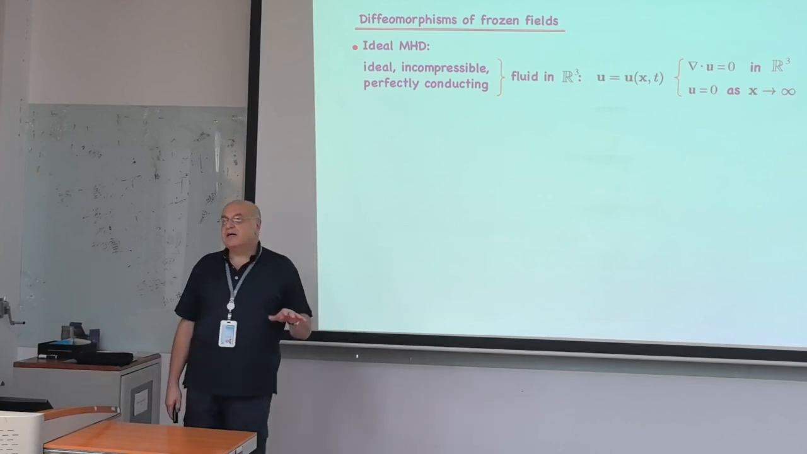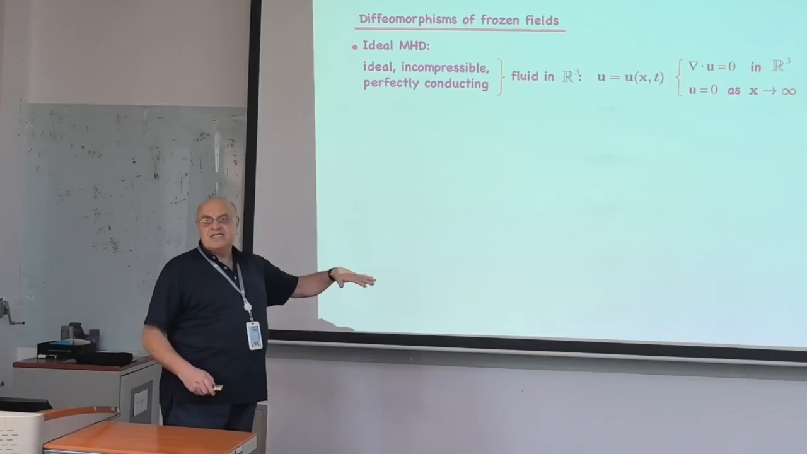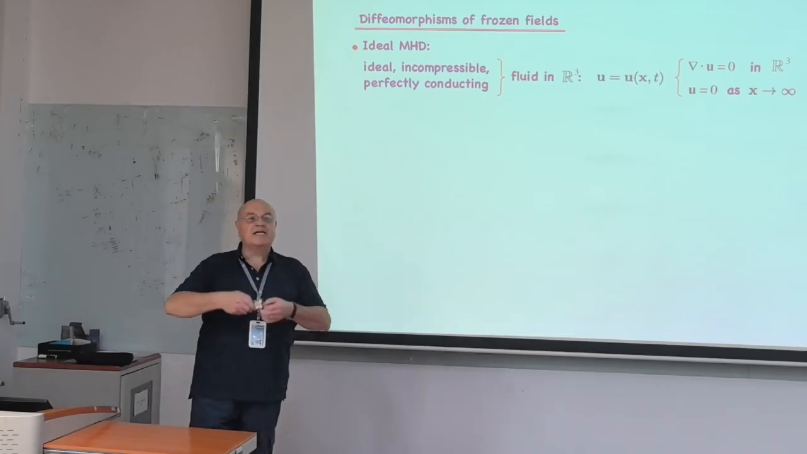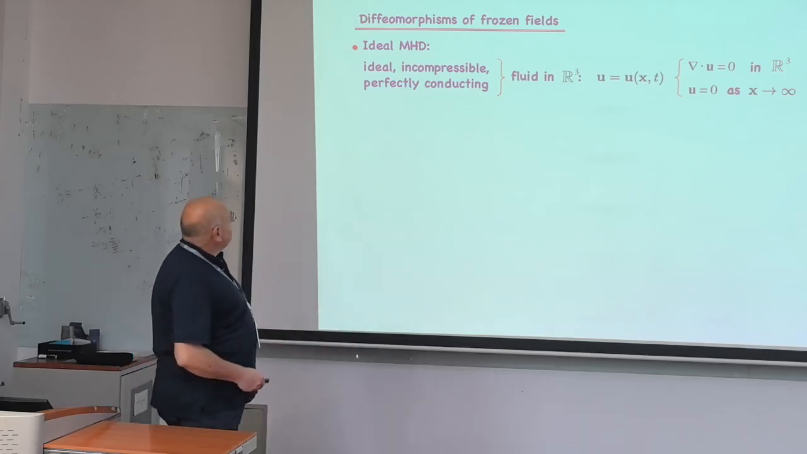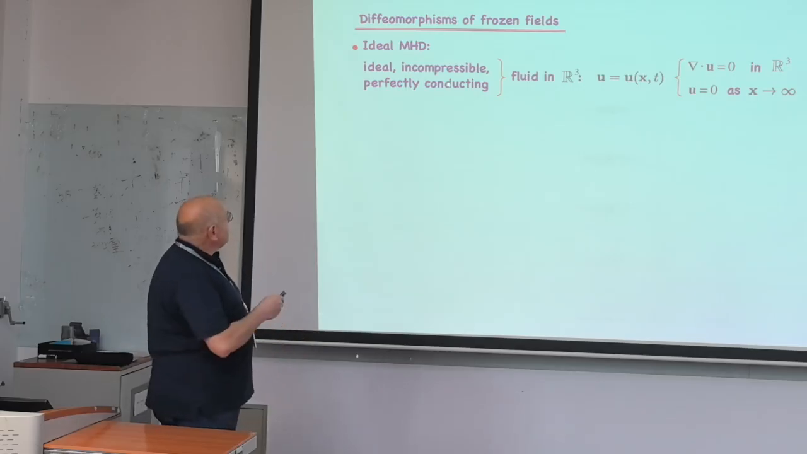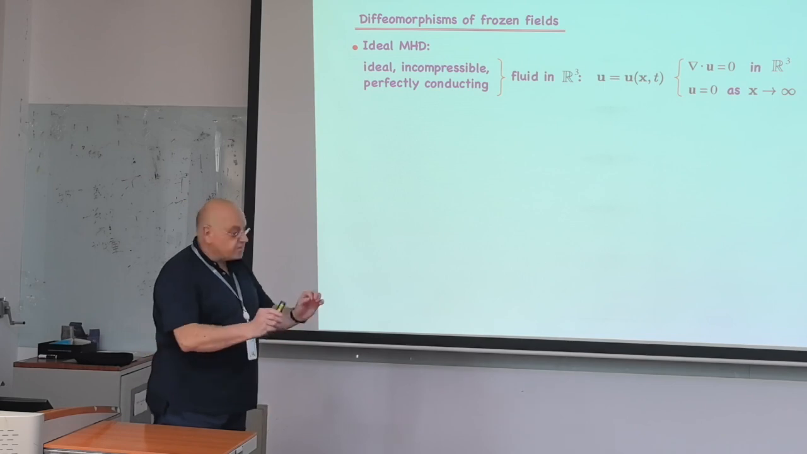Now, a mathematical entry to what we are going to see is very sketchy. So consider, for example, the case of magnetic fields. And then I go back to vortex filaments. Well, in ideal MHD, we have no viscosity, no dissipation, no resistivity. We take it as incompressible and perfectly conducting fluid. And this is the velocity of the fluid. This is the position vector of particles.